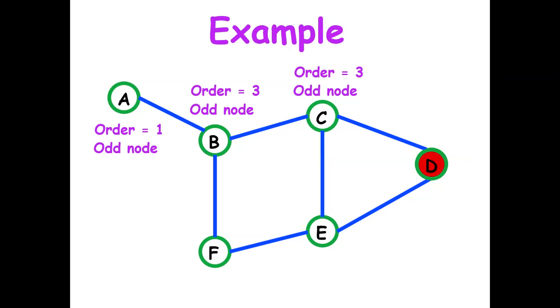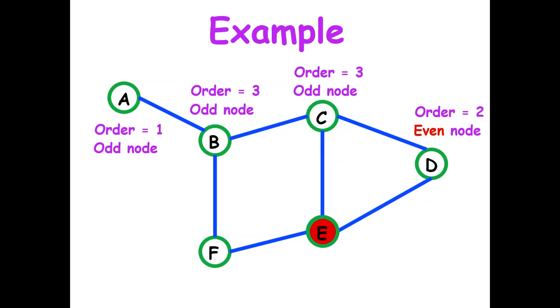Now we'll have a look at D. So D's got 1, 2. It's only got 2 arcs that go into it. So 1 arc between C and D and 1 between E and D. That means its order is 2, and 2 is an even number, so we can say that D is an even node.